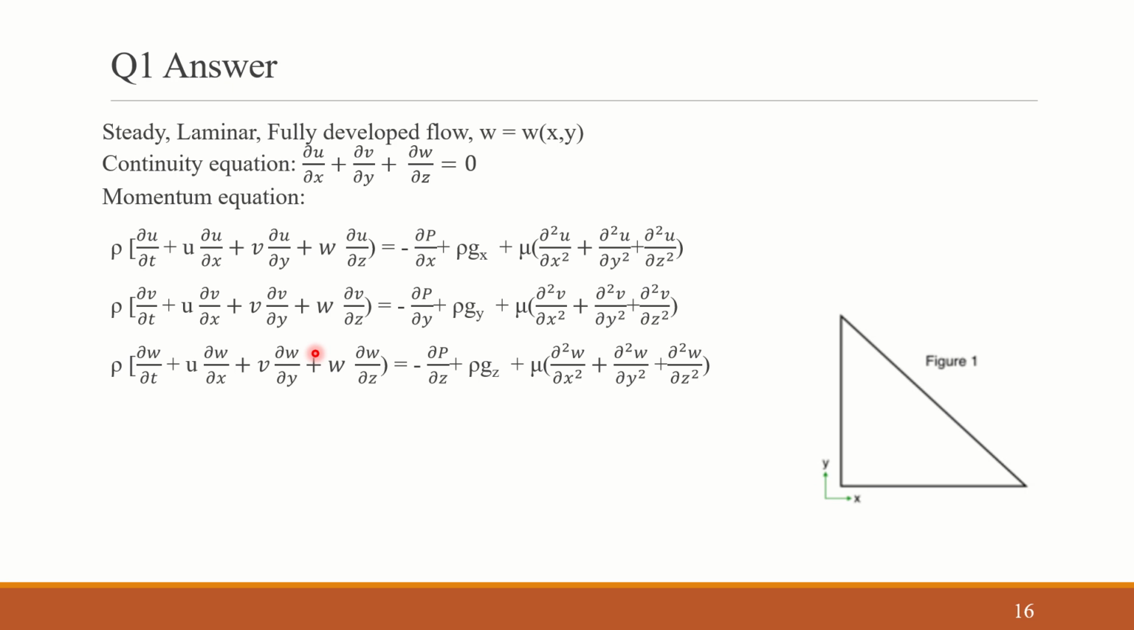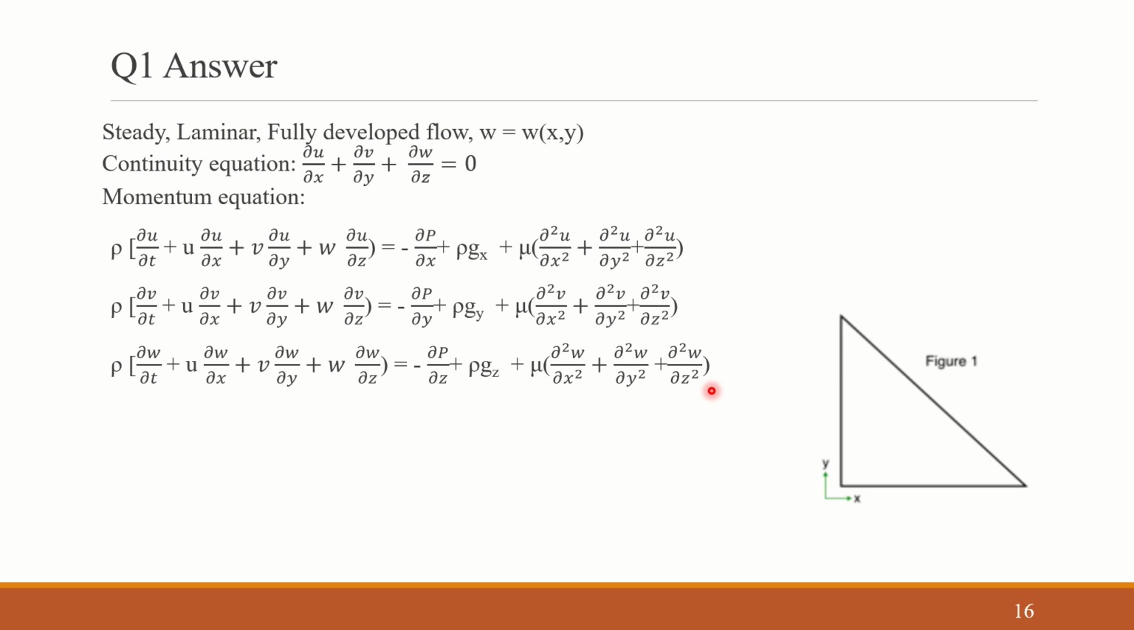And the last one, it is rho into dou w by dou t plus u into dou w by dou x plus v into dou w by dou y plus w into dou w by dou z equal to minus dou p by dou z plus rho gz plus mu into dou square w by dou x square plus dou square w by dou y square plus dou square w by dou z square. So these are the three momentum conservation equations in the x, y and z components. So we have four equations as we all mentioned.